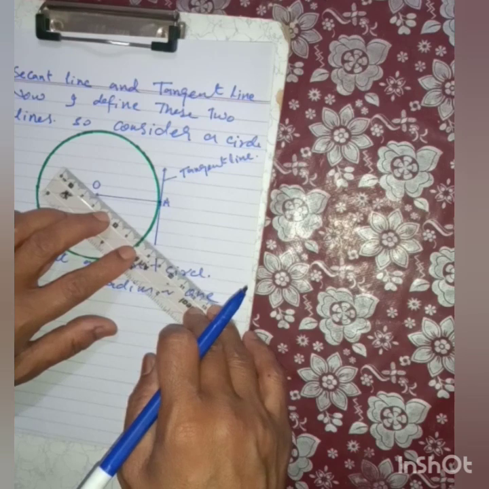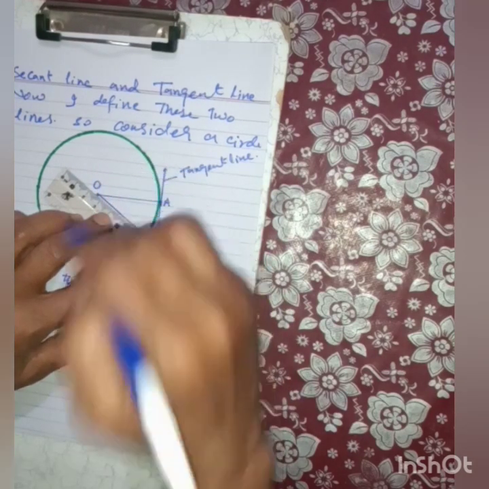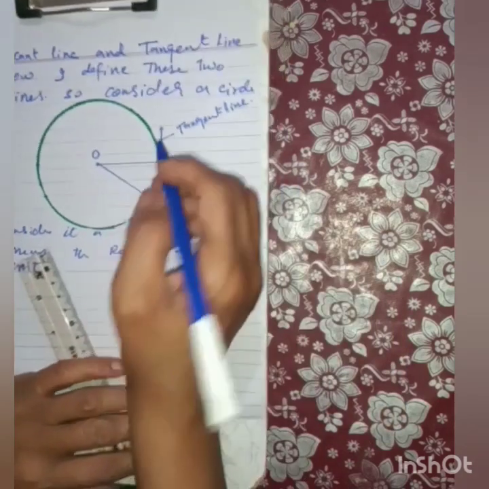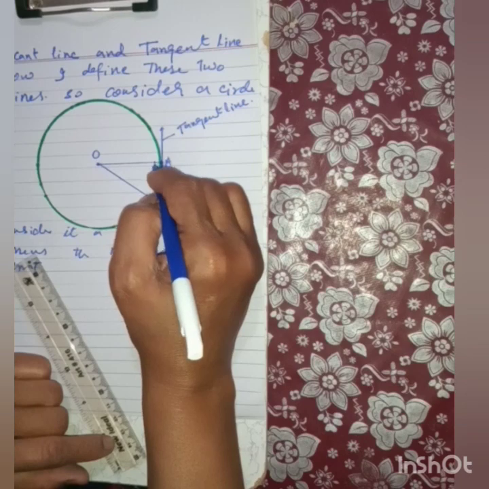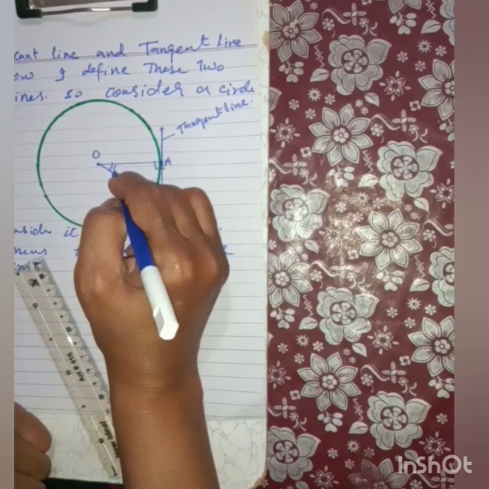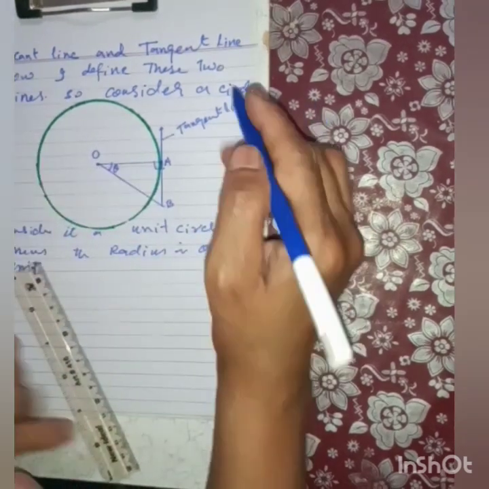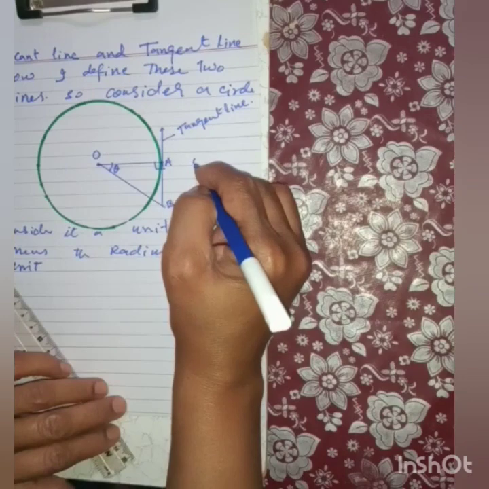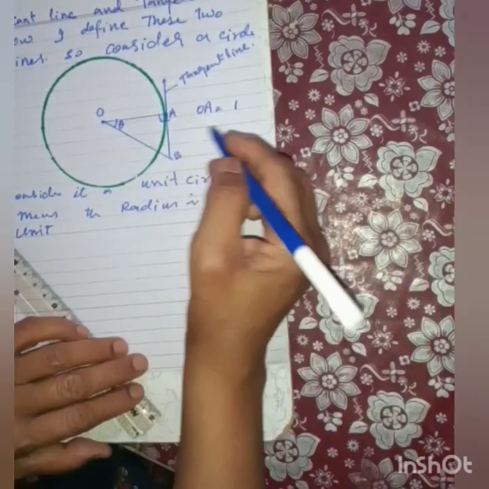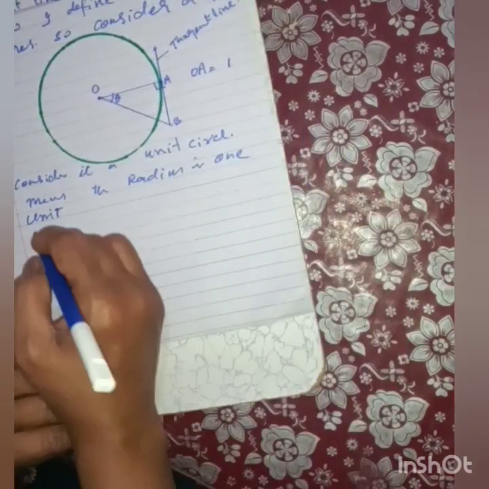Now let us draw a triangle from O to B. It is a point B. This triangle is a right triangle. Here is a right angle. Now consider there is a theta. As this is a unit circle, the radius OA will be equal to 1.